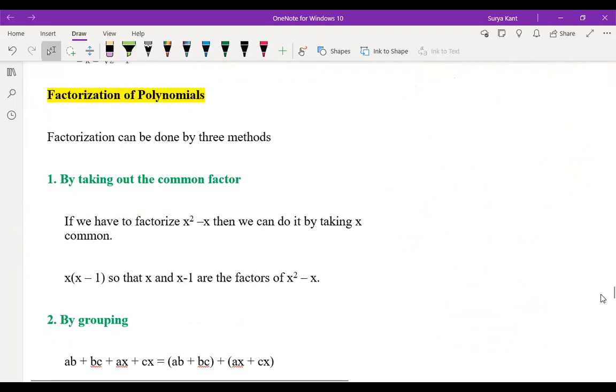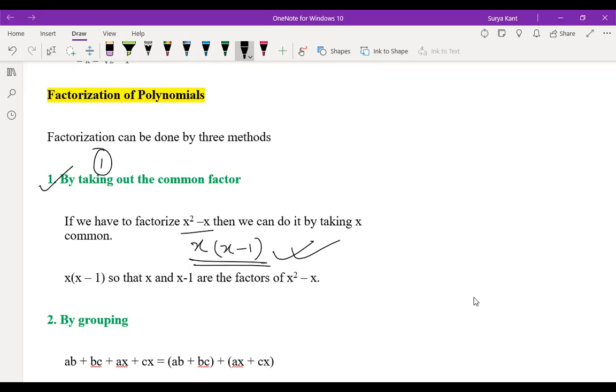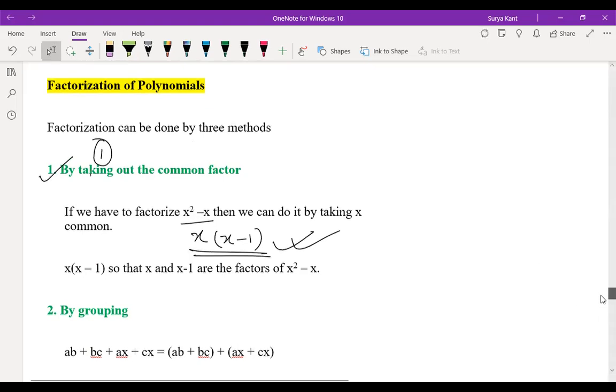There are 3 methods here. Factorization can be done by 3 methods. First is by taking out the common factor. If you have x square minus x, what is common in these two? x is common. You can write here x into x minus 1. Is it clear? So this is how to factorize by taking the common factor. This is Method 1. I don't think you have doubt in this part, finding the common factor is normal.